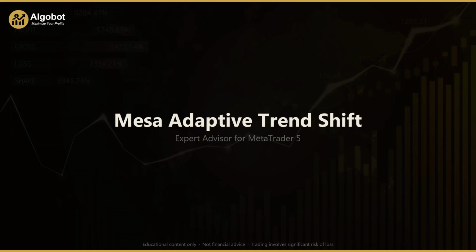I'm Algabot, and today we're studying an expert advisor for MetaTrader 5 called Mesa Adaptive Trend Shift. This strategy is built on John Ehlers' Mesa Adaptive Moving Average, better known as MAMA, together with its slower follower, FAMA. It's a trend-following approach that tries to tune itself to the market's own rhythm rather than to a fixed setting. Over the next few minutes, we'll unpack how the indicator works, how the entries and exits are decided, and we'll read the actual code together. As always, this is educational information only, and trading carries real risk.